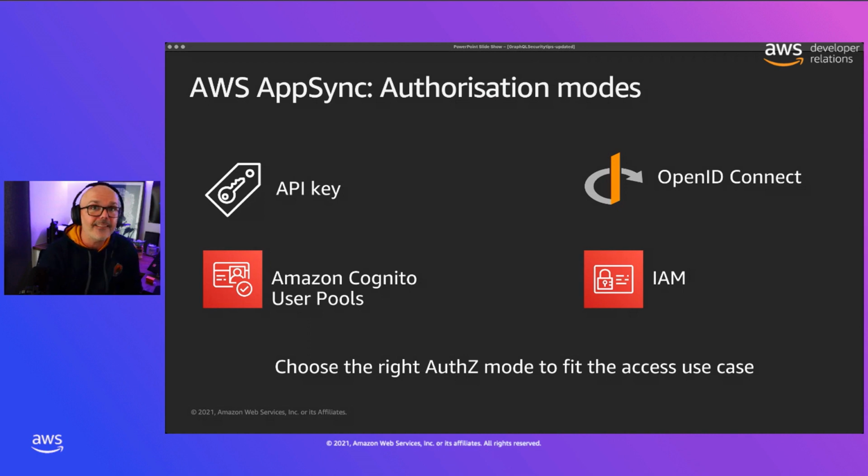It supports API keys. It also supports OpenID Connect, OIDC, and JWT tokens. It supports Amazon Cognito user pools, which also can serve up JWTs. And finally, it also supports granting authorization based on permissions set up by AWS Identity and Access Management Service, so AWS IAM. So you have the flexibility to choose the right authorization mode that helps with your particular access use case. So as you can see, it's important to understand which authorization mode makes sense in your particular situation. So let's go into a bit more depth on each.